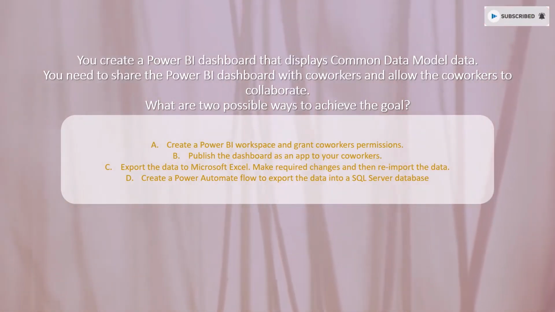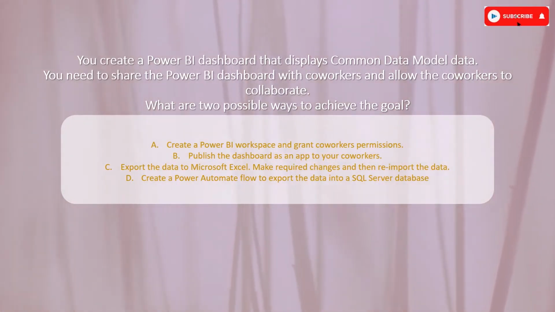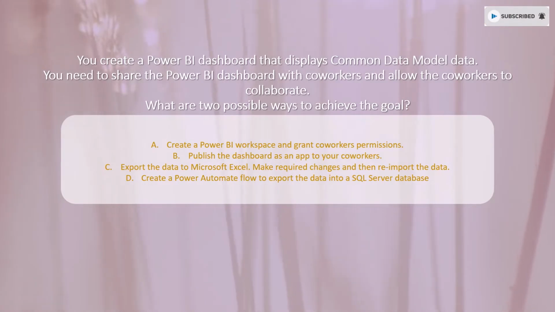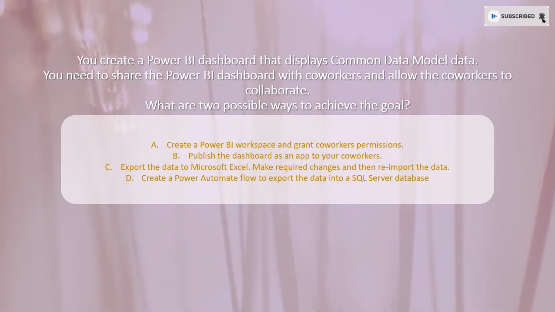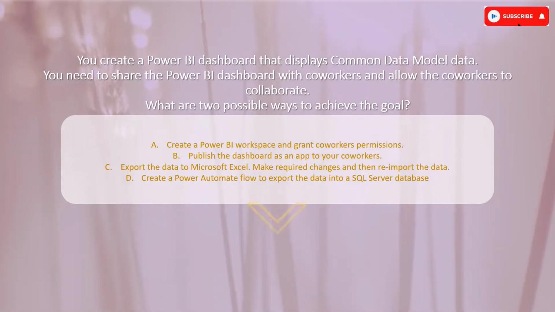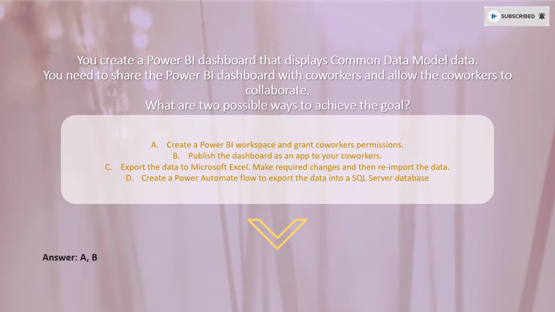C. Export the data to Microsoft Excel. Make required changes and then re-import the data. D. Create a Power Automate flow to export the data into a SQL Server database. Answer. A, B.